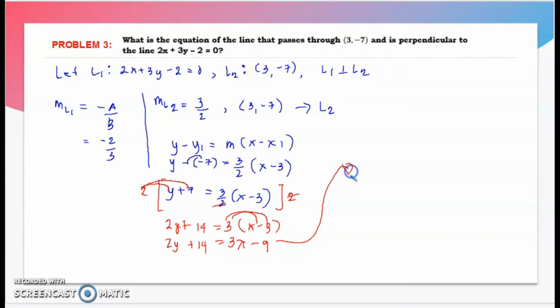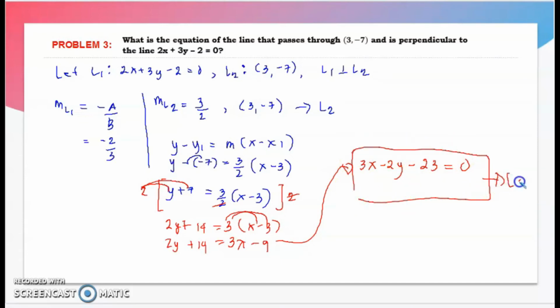So in general form, so 3x, and then to eliminate 2y in here, add negative 2y on both sides of the equation. So that is negative 2y. And then to eliminate 14 here, add negative 14 on both sides of the equation. And then add it to negative 9. So negative 14 minus 9 is equal to negative 23 equals 0. So this is the equation of line 2.